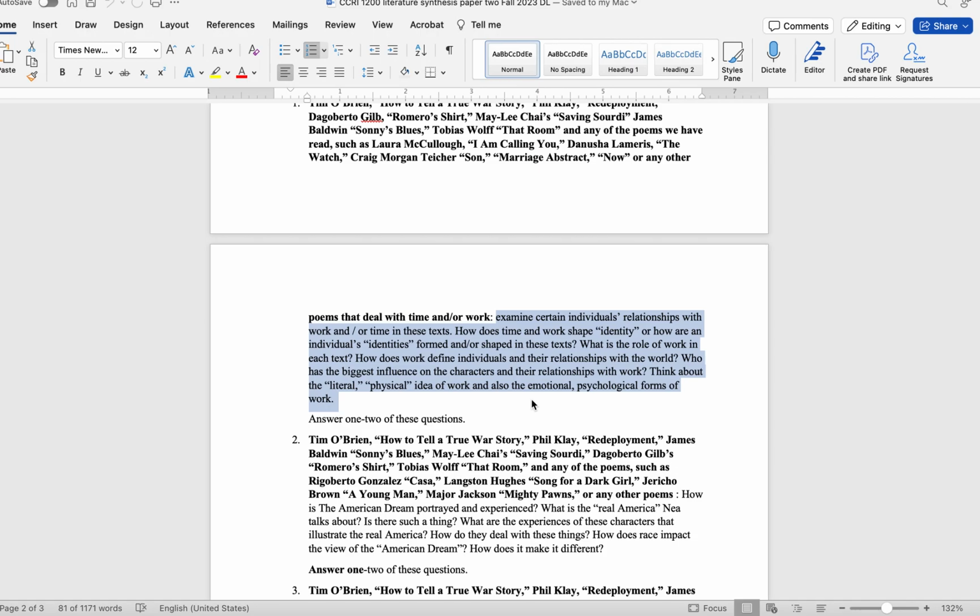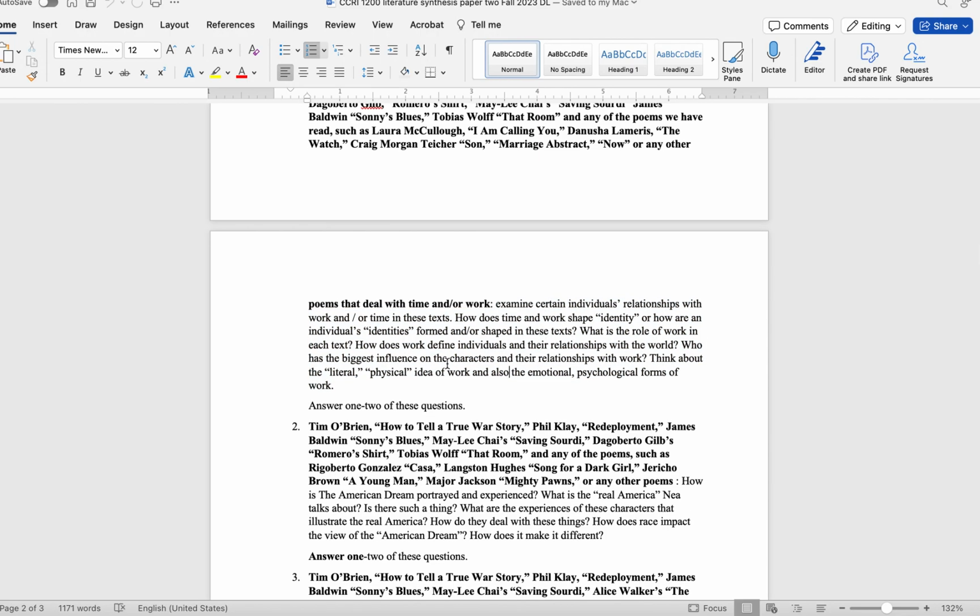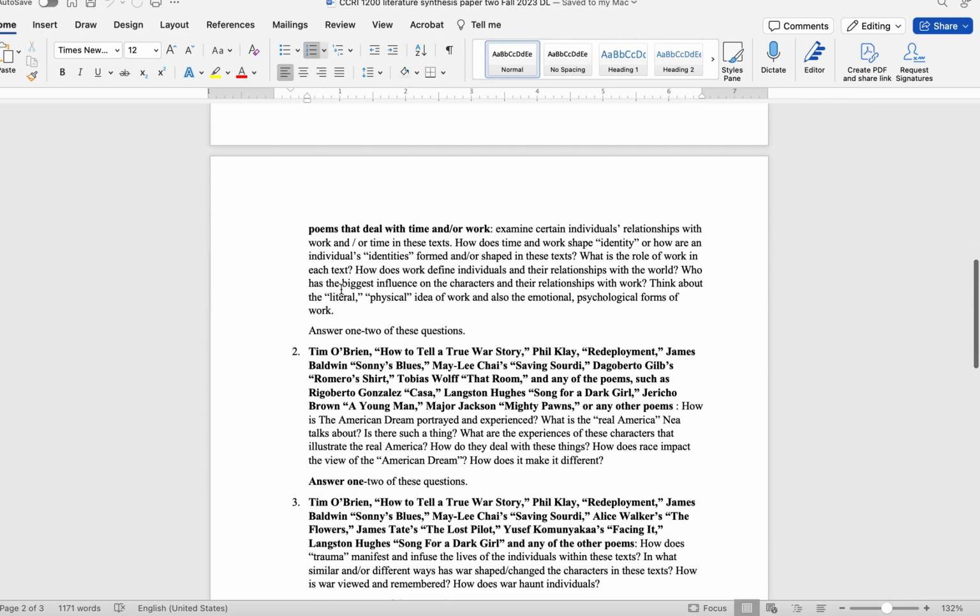What is the role of work in each text? How does work define individuals and their relationship with the world? Who has the biggest influence on the characters and their relationship with work? Think about the literal, physical idea of work, and also the emotional, psychological forms of work. Answer 1 to 2 of these questions.